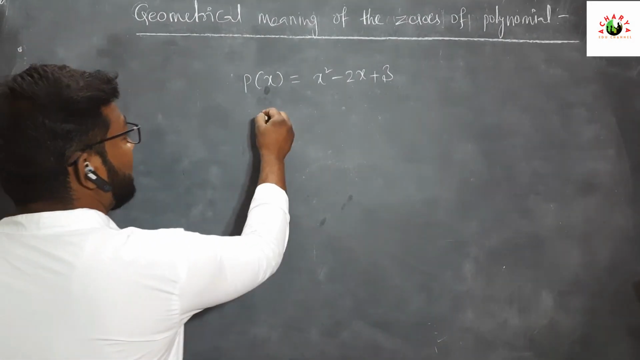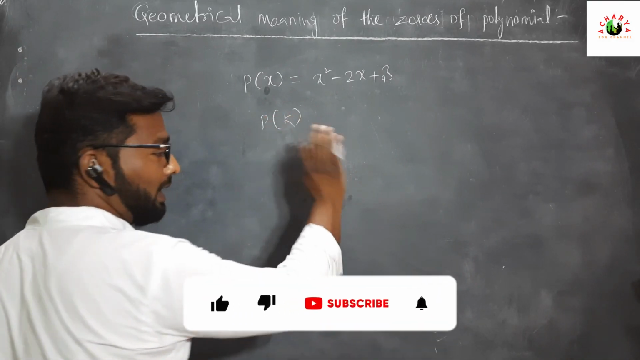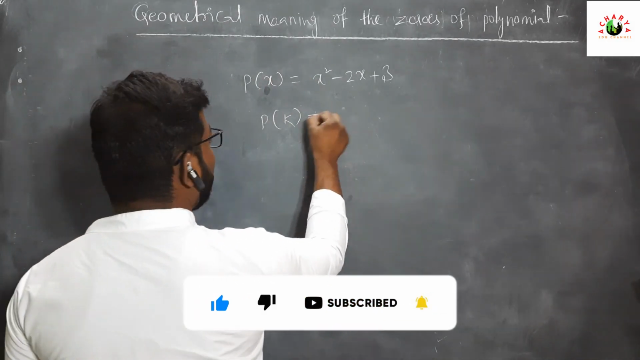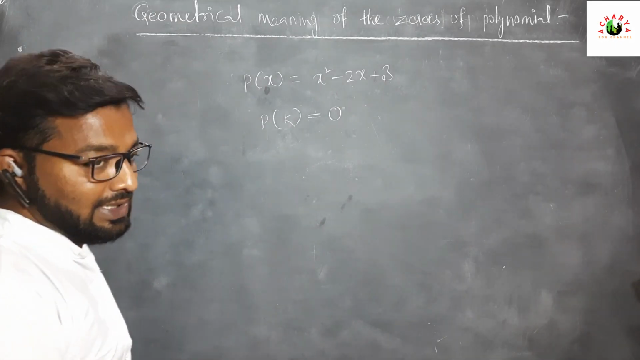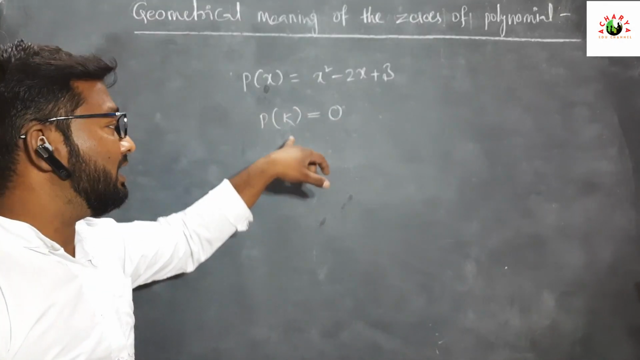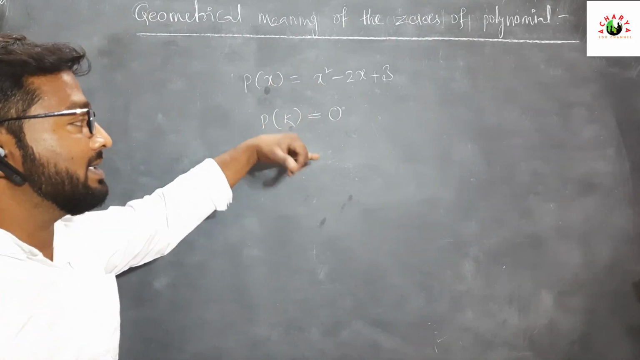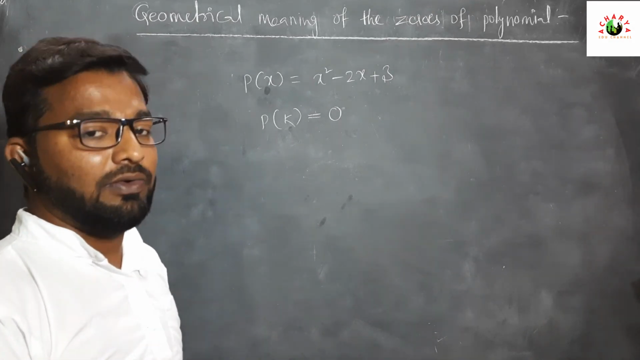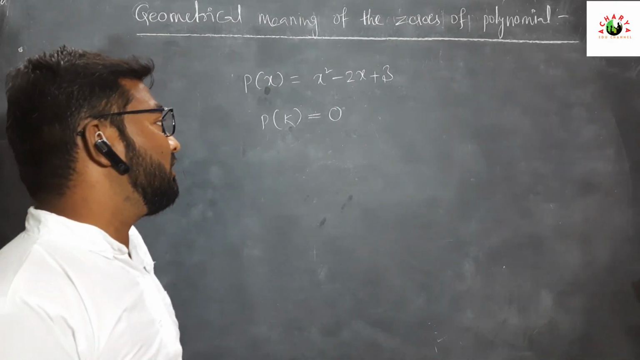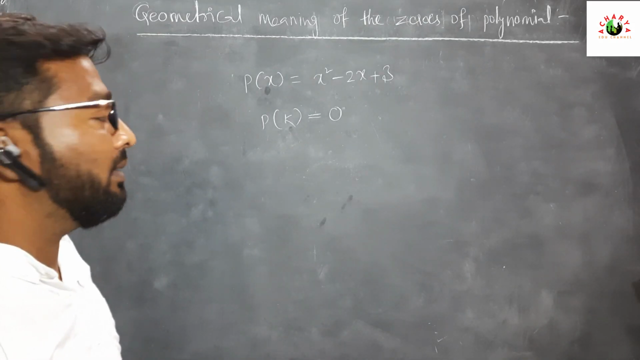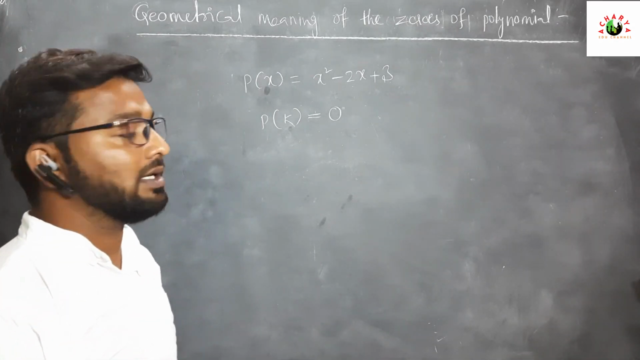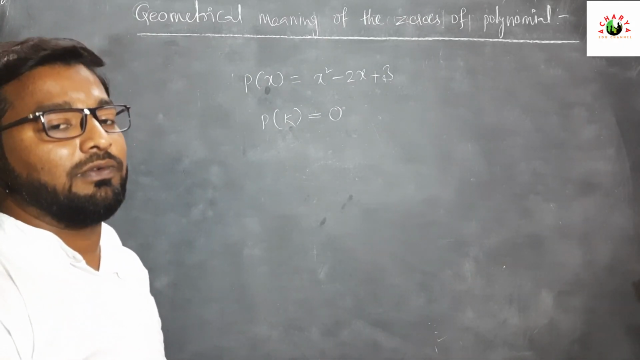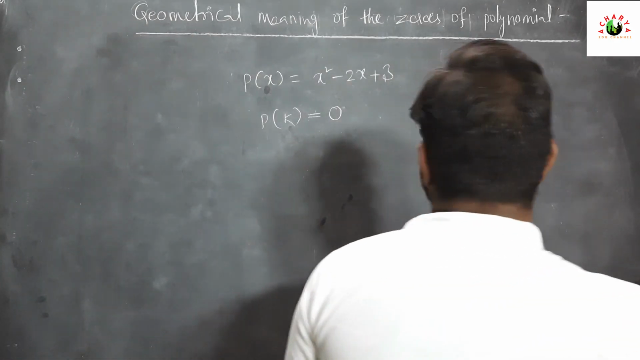Now, in the place of x we substitute k, where k means any value. If we substitute a value instead of x and get 0, then that value is a zero of the polynomial, so k is a zero of the polynomial. How can we represent this in a graph, and how should we find the zeros of a linear polynomial and a quadratic polynomial? In this class we are going to discuss the graphical representation, how to represent the zeros in the graph. Let us discuss with an example.